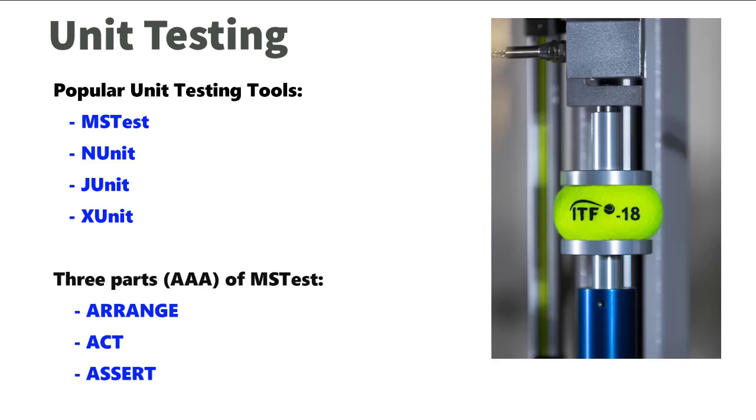With MSTest, we would create 3 parts to the test, and we call this the AAA of testing. The first part is arrange. We're going to set up the scenario of what values we want to test. And then we're going to run that test. That's the act part. And if that test succeeds or fails, we're going to call an assert statement that generates the report. So arrange, act, and assert. Let's jump over to Visual Studio.